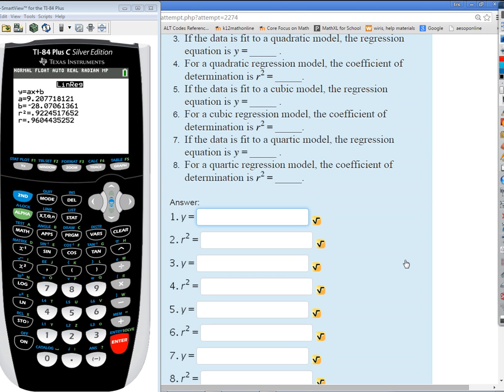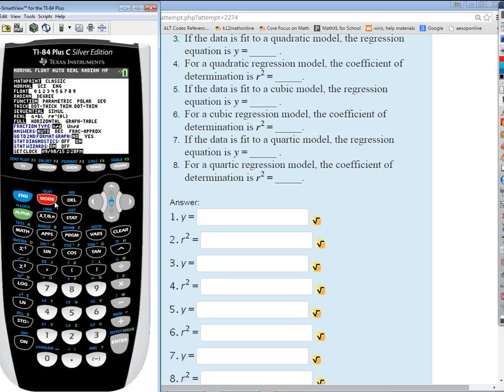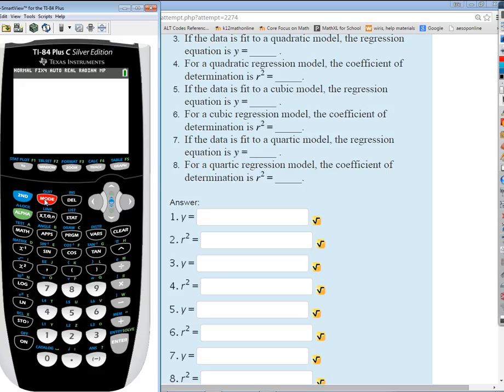One nice thing I can do here too, there's a little trick on the calculator. If the assignment asks me to round, I can go to mode and go down to the fix 4 option, hit enter, and now watch what it does. If I quit and just repeat my last command, that's kind of slick, isn't it? It rounds everything for me to 4 decimal places.